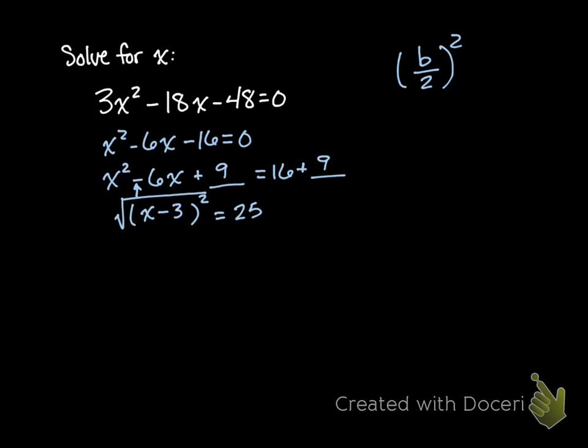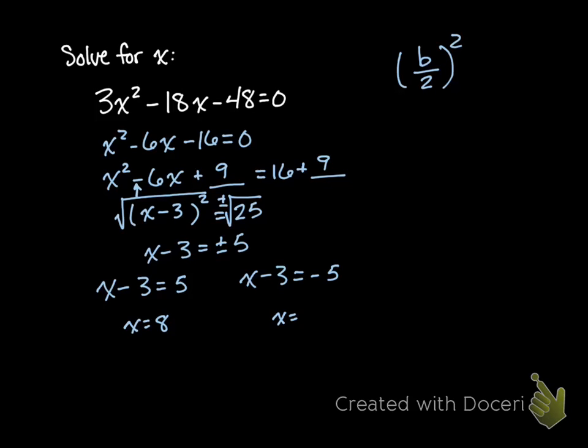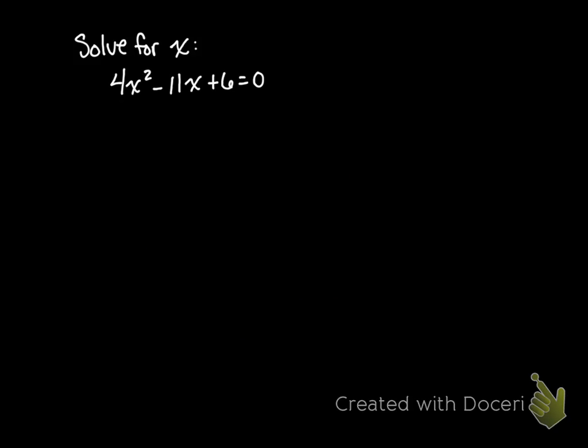Take a square root of both sides. Don't forget your plus or minus. x minus 3 equals plus or minus 5. x minus 3 equals 5. x minus 3 equals negative 5. x equals 8. x equals negative 2. And those are our two answers there. Let's look at another example here.